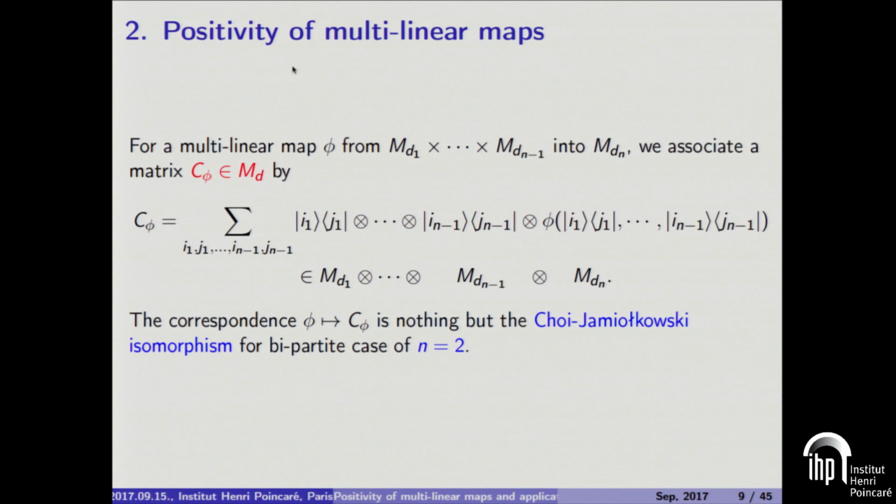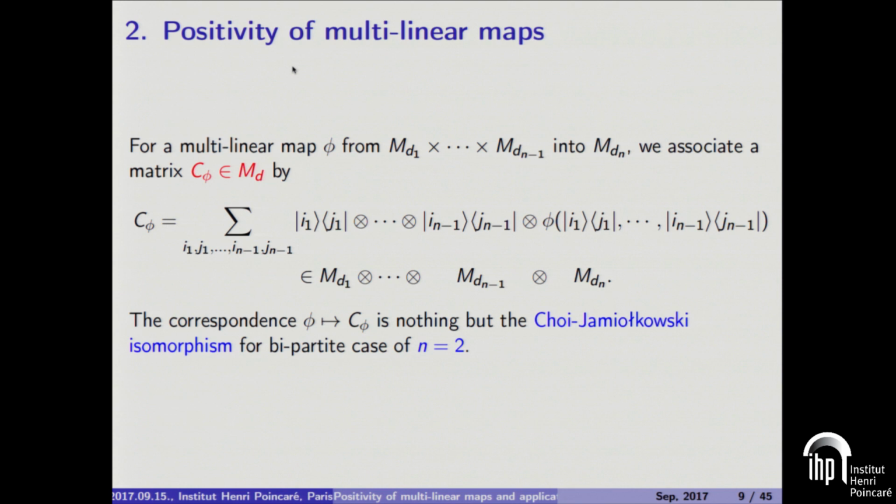So in the first place, we put the d1 by d1 matrices. This is nothing but the matrix units of the d1 by d1 matrices and so on. Then in the n minus n place, we put the dn minus n by dn minus n matrix units here. Then in the last place, we put the image of the multilinear phi. This is the n minus n variables here. Then we get the dn by dn matrices here.